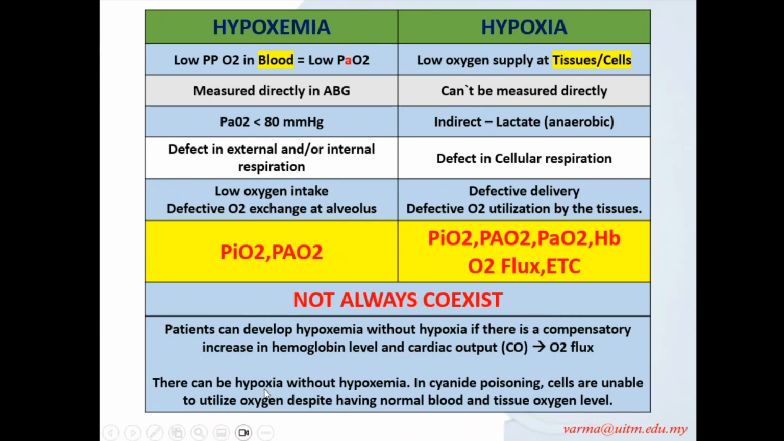It can be vice versa also. There can be hypoxia without hypoxemia, as in cyanide poisoning. In cyanide poisoning, there is no problem with the partial pressure of oxygen in the blood, but the problem lies in the tissue itself. There is enough delivery of oxygen to the cells, but the tissues cannot utilize the oxygen. So the patient does not have hypoxemia, but can develop hypoxia, which is cytotoxic hypoxia. We'll go into this later.